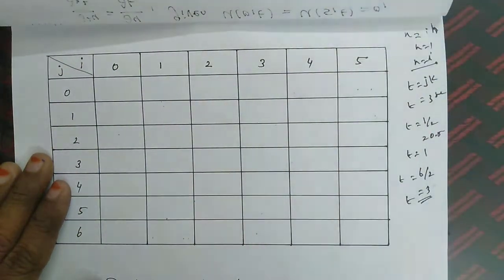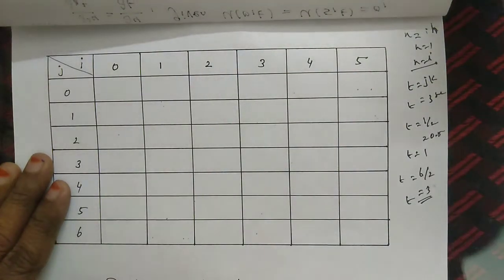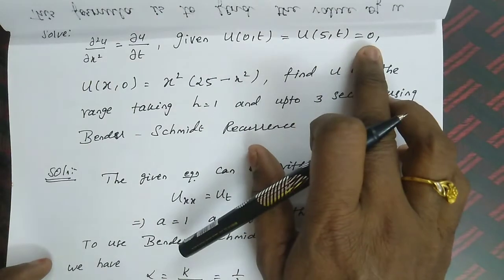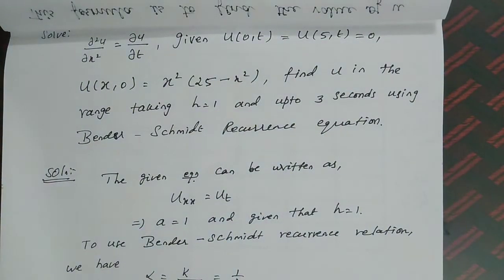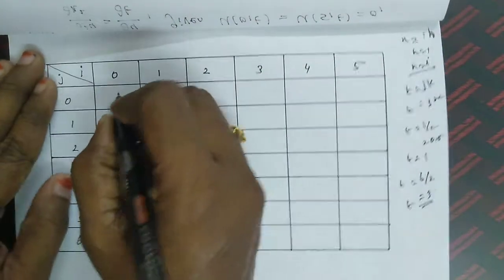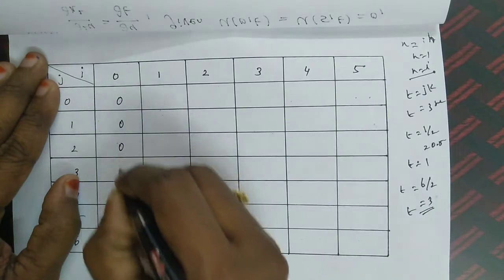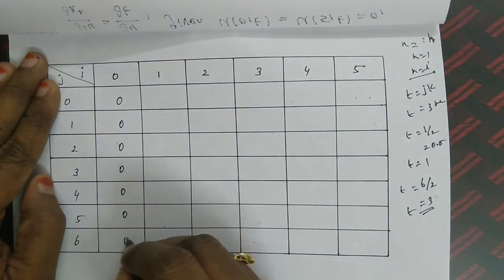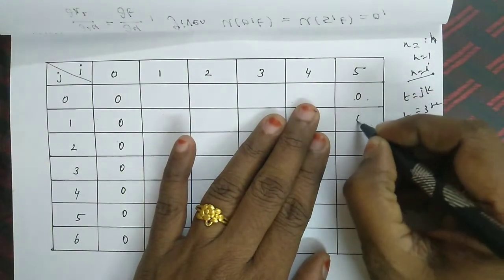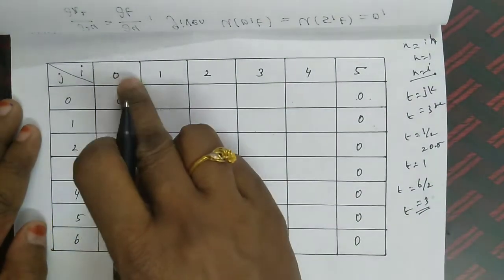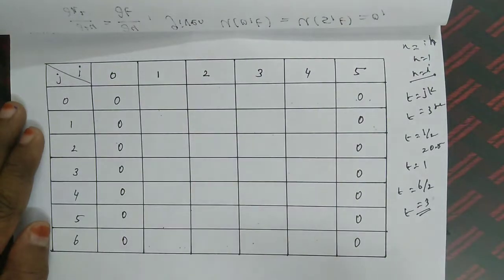So now look at the question. The boundary condition is given that u of 0 comma t equal to u of pi comma t equal to 0. That is the first condition we have taken in the answer. That means all the boundary values, that is all the values of i equal to 0, the first column fully 0. Likewise, the last value is 0 because it's given in the question u of 0 comma t and u of pi comma t equal to 0.